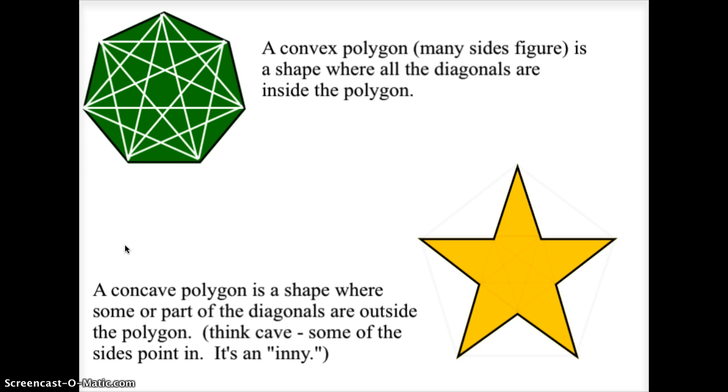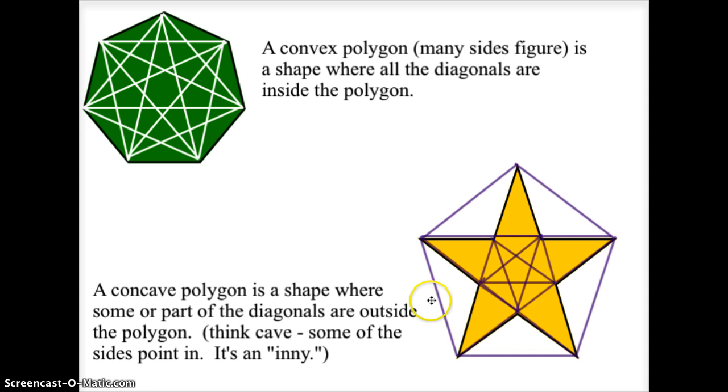A concave polygon is a shape where some or part of the diagonals are outside of the polygon. Think a cave, you're going inside, and notice that it goes inside from vertex to vertex. You have some parts that are going in. I call it an innie.